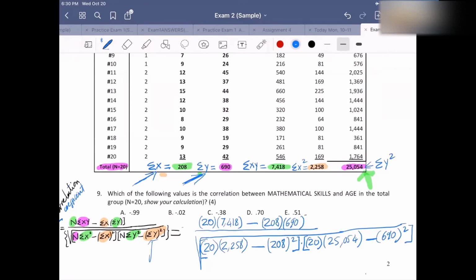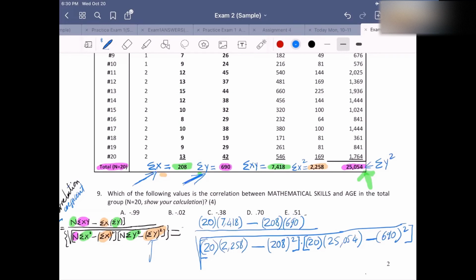That's how you plug in the numbers, and make sure that you practice again by yourself without looking at the notes, okay? Until you get it right, and without looking at the notes, then you know that you understand it. All right.